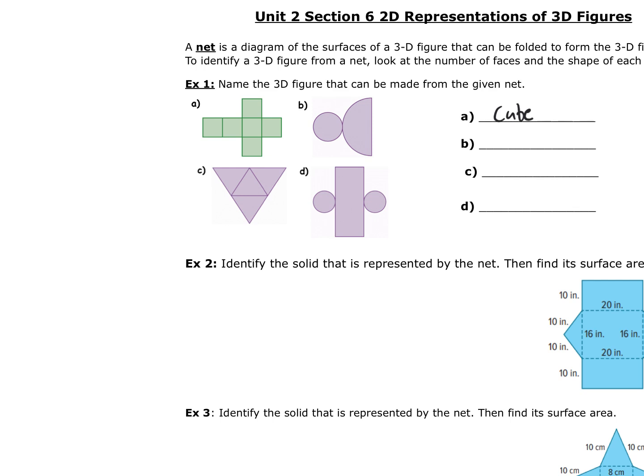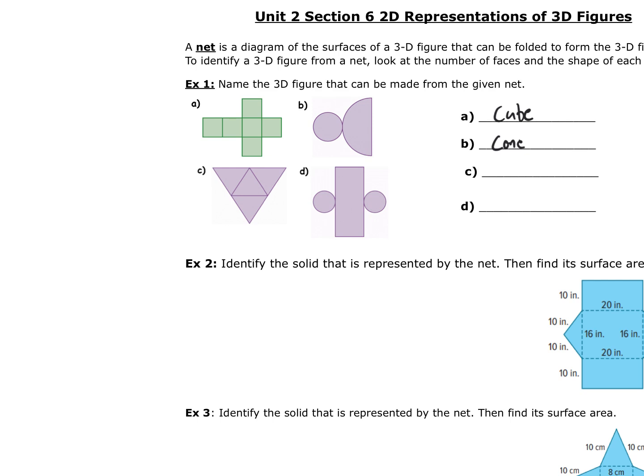B, if you imagine folding that up, it would create a cone. If you ever unfolded one of those paper drinking cups that you get out of the sleeve beside a Gatorade jug or something like that, you know that it unfolds into a semicircle, and that circle on the end would be like the top of that.